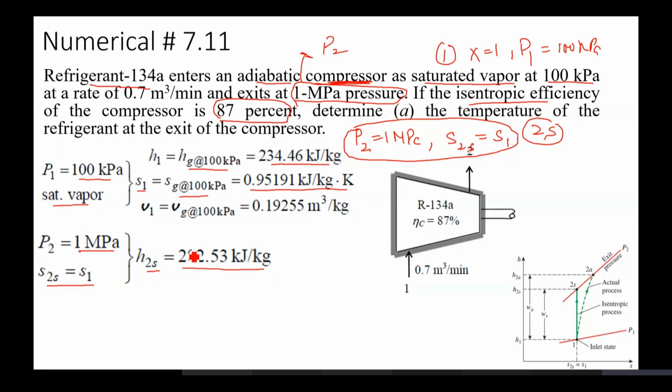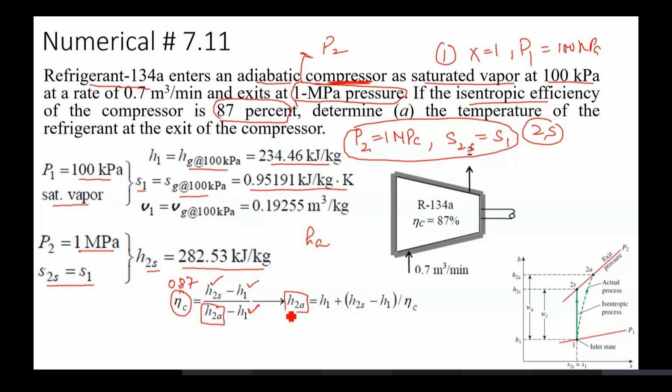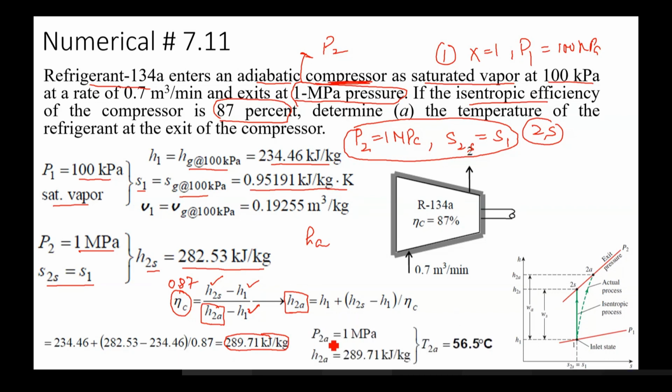For the actual enthalpy H2A, you can now use the formula for the efficiency. Efficiency is known to you as 0.87. H2S is known to you, H1 is known to you. The only thing left unknown is H2A, the actual enthalpy. You can find it out from this relationship by just plugging in the values. Now using the actual enthalpy and the pressure P2, P2 is 1 megapascal as it has been described, and H2A you have found out, using these two individual intensive properties you can find out the exit temperature from the table.